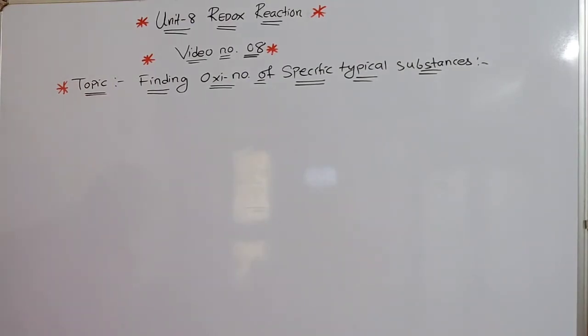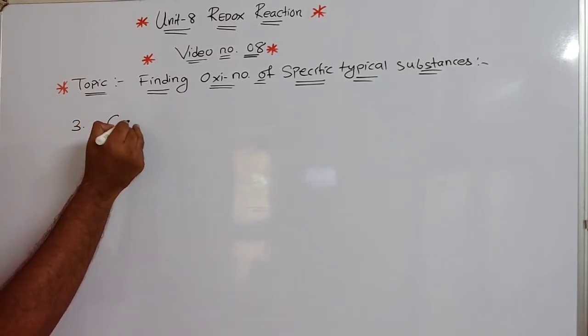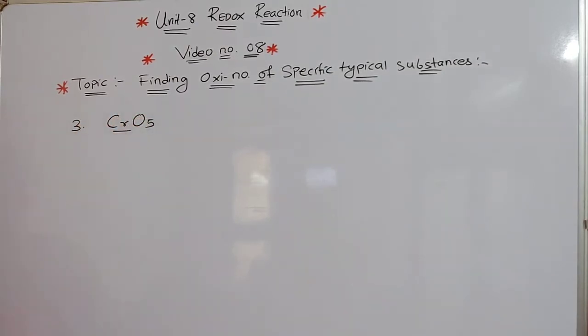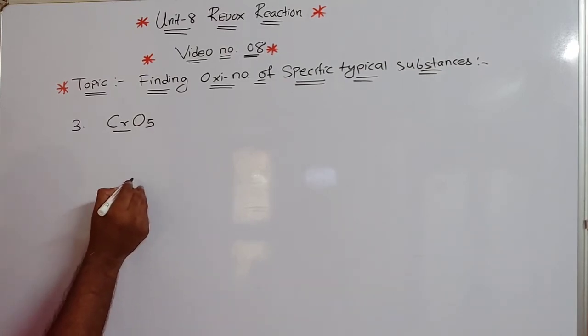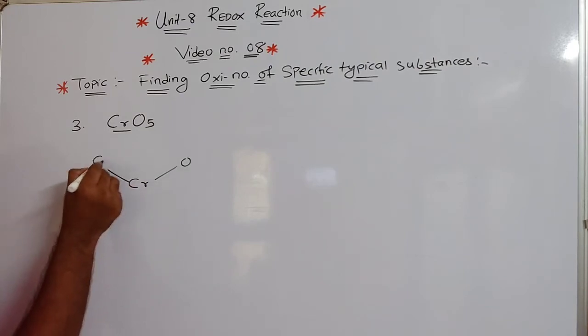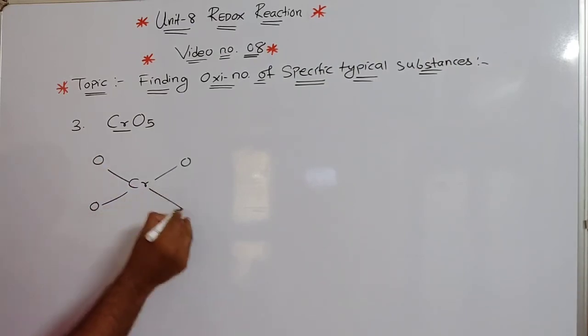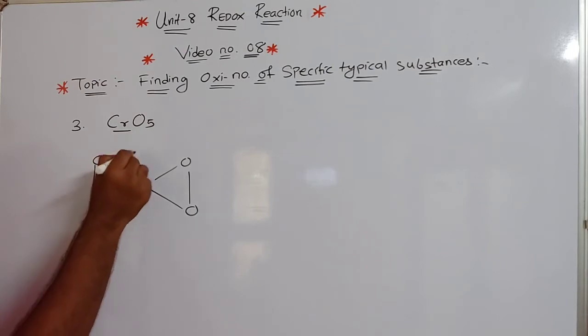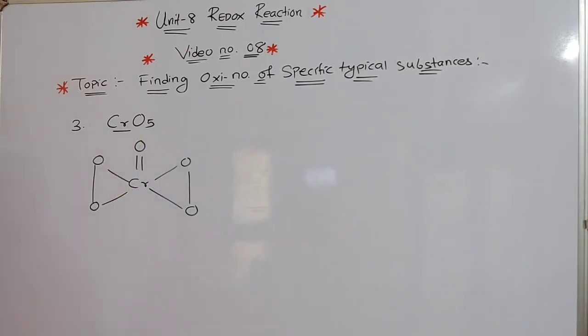Now the next one, the last example, that is chromium pentoxide, CrO5. Here you have to find out for chromium, but in this you have to write the structure according to the chemical bonding method. So chromium pentoxide, when I write, it will be like this: CrO, O, and here double bond O.